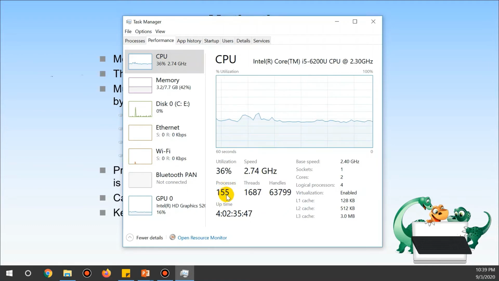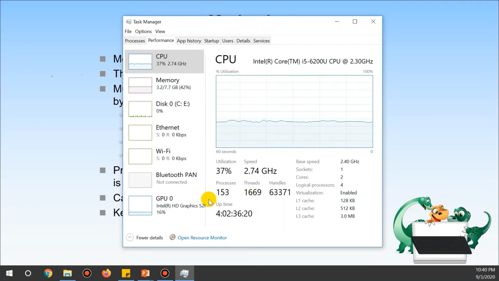Now for the number of processes, currently we are running 155 processes, and there are about 1683 threads. If you are running virtual machines like VirtualBox, you would also see them here if you have enabled virtualization on the CMOS. Currently I'm running 153 processes, and with those processes there are about 1,600 plus threads.